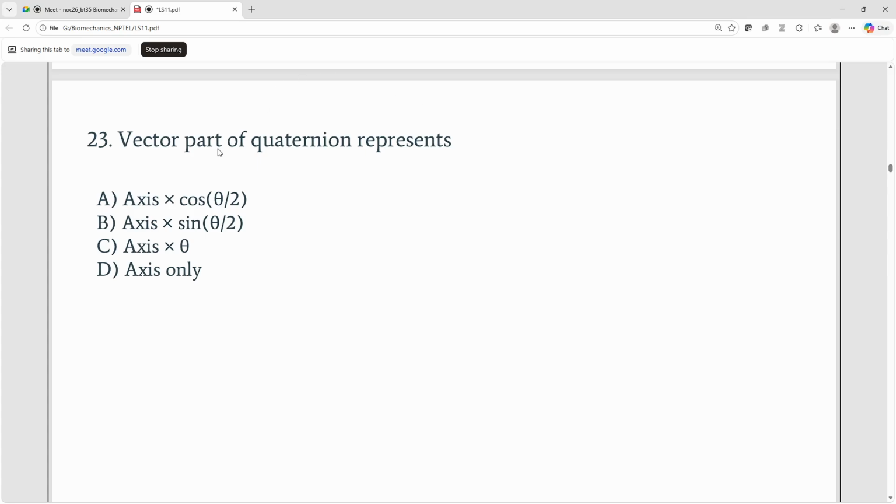Next question. The vector part of a quaternion represents which among the following? Option A, axis into cos theta by 2. Option B, axis into sin theta by 2. Option C, axis into theta. Option D, axis only.